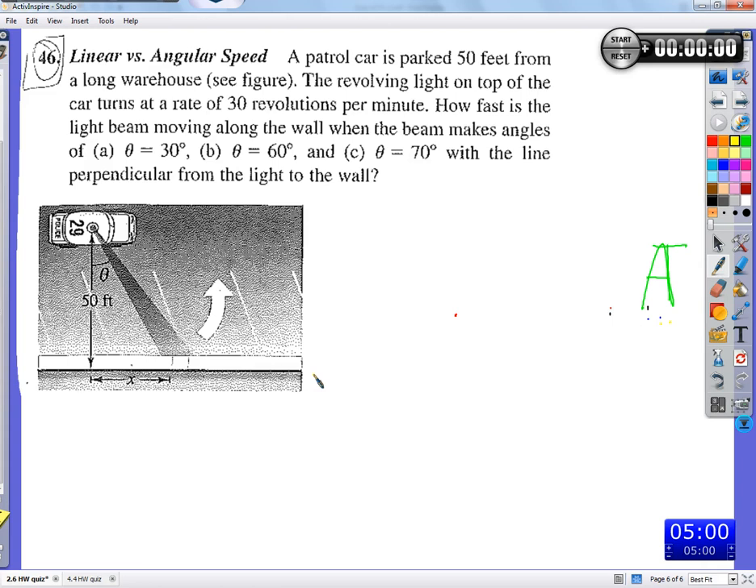I haven't even really thought about it. Like, how fast is it going just before it comes off the wall? I feel like you're just trying to confuse us. There's only so much. All right, here we go. But what you get is the idea of what's going on here.